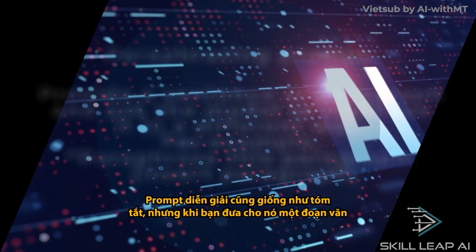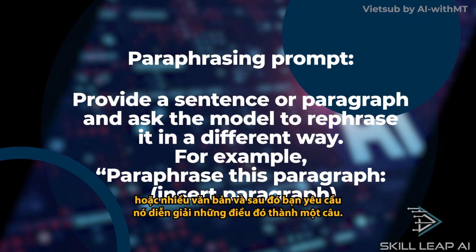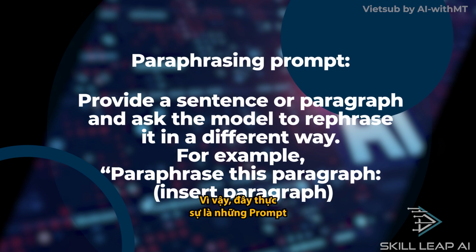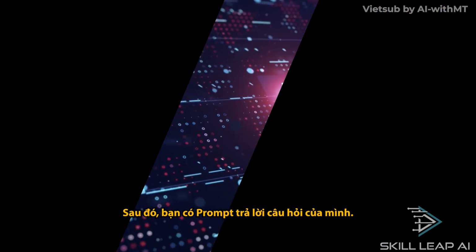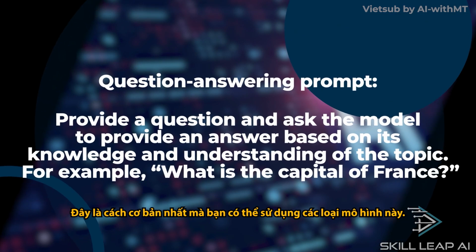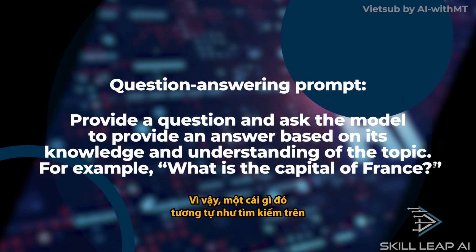Paraphrasing prompts are sort of like summarizing, but when you give it a paragraph or lots of text, you ask it to paraphrase those into one sentence. So these are really, really useful prompts to basically just summarize a large amount of text. Again, these are called paraphrasing prompts. Then you have your question answering prompts. This is when you give it a question and the model gives you an answer, right? This is the most basic way you could use these types of models. So something similar to a Google search, you could say, what's the capital of France, for example.